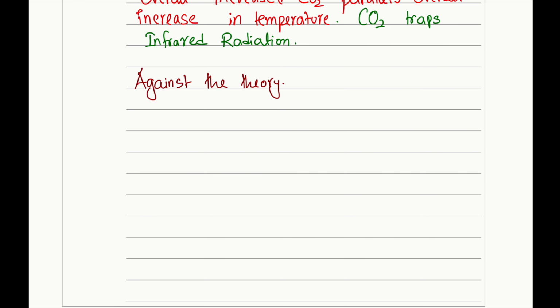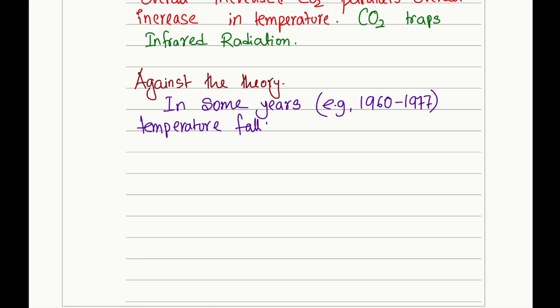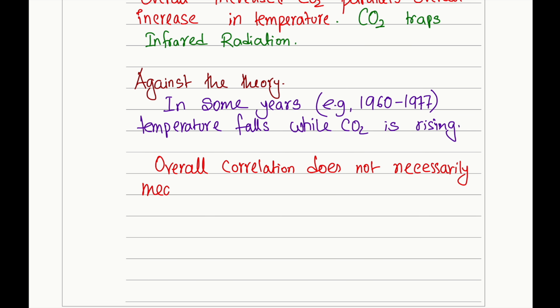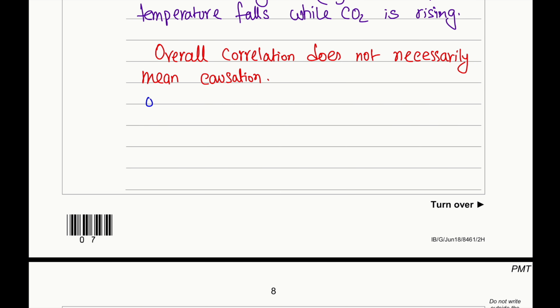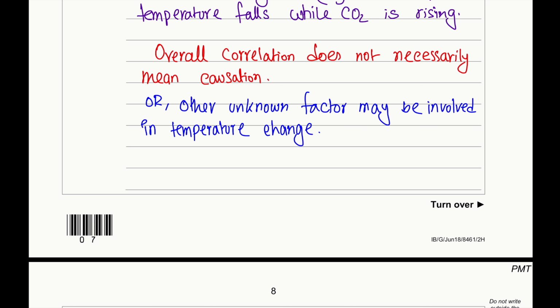In terms of against the theory, we can say in some years temperature falls even though the CO2 concentrations are rising. Overall, correlation does not necessarily mean a causal link. So we can say other unknown factors may be involved in temperature change.